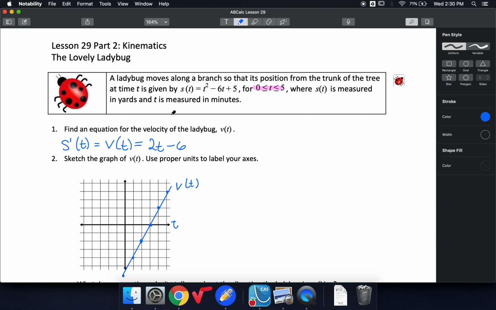I also want to think though about the position of my ladybug. So this graph, that equation factors. So s of t is also t minus 5, t minus 1. So I know I have x-intercepts of 1 and 5. My initial value is 5. My vertex is going to be halfway between, so that's when t is 3. So at 3, I get negative 2 times 2, which is negative 4.